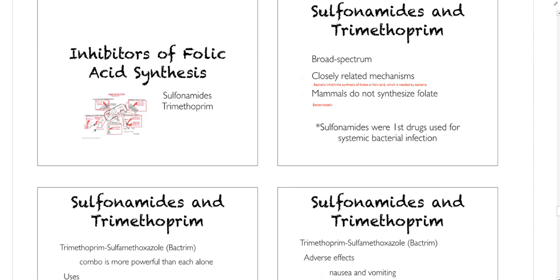Inhibitors of folic acid. So we have our sulfonamides and trimethoprim. These are broad spectrum. They are very closely related in mechanism, in that they inhibit the synthesis of folate and folic acid. They are bacteriostatic, and as mentioned earlier, mammals don't synthesize folate. We get it from our diet, and bacteria have to rely on the creating of folate or folic acid. So if we block that, they die. Nope, sorry, they don't die, they just stop reproducing.